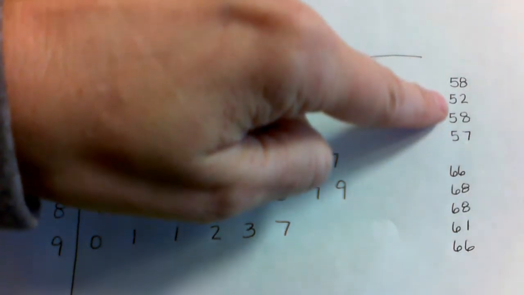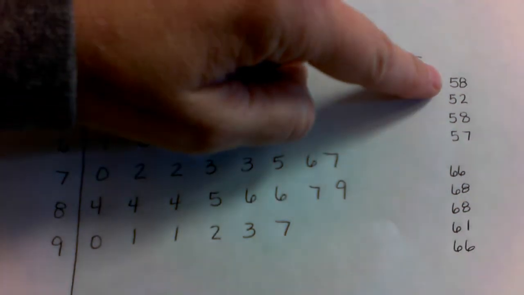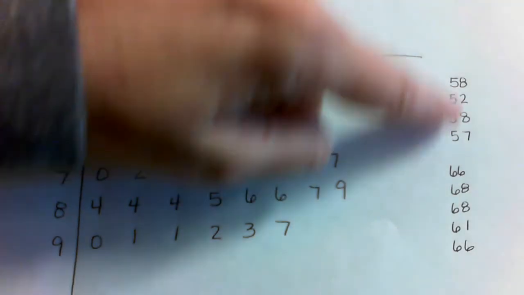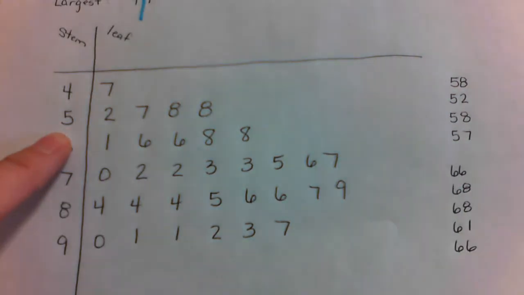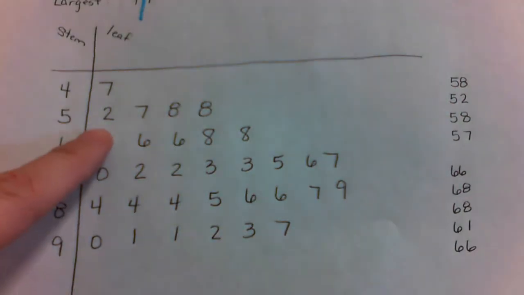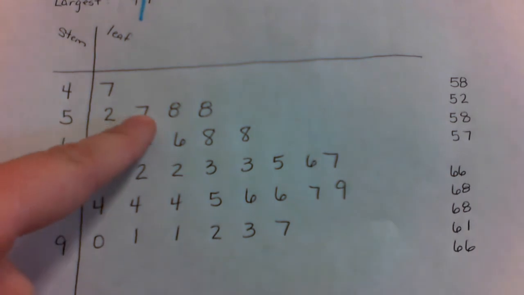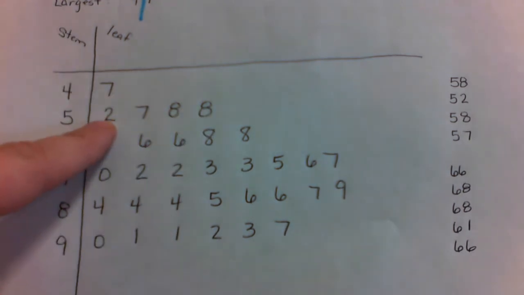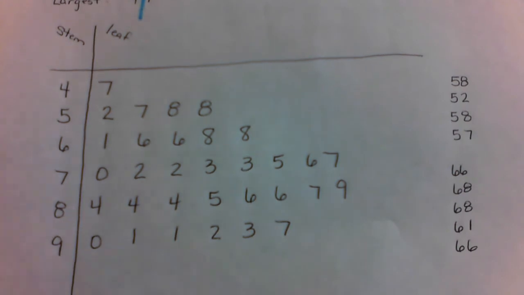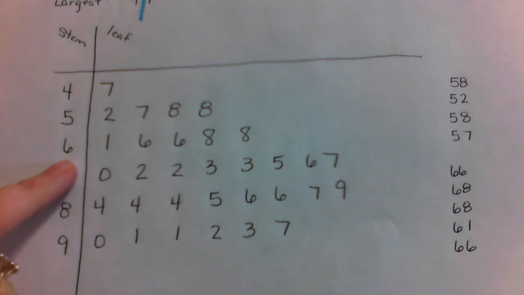Now, if you notice over here, I went through my set of data values and found all of the ones that were 50-something. As I went through, I came across 58, 52, 58, and 57. So the 5 is my stem, which is located here. The 8, the 2, the 8, and the 7 are my leaf. But please notice when I put them in my stem and leaf, I put them in numerical order from the smallest to the largest. Do not put 8, 2, 8, 7. Be sure you start with the smallest and go to the largest. Then I did the same thing for the 6s. So my stem is my 6, which is right here.